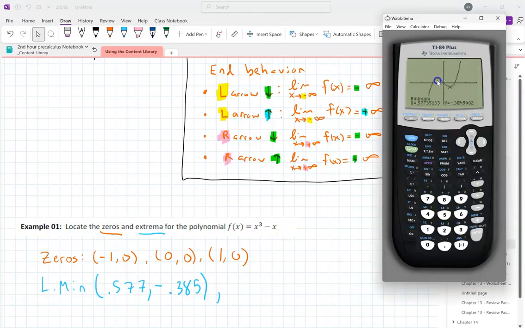And then my other is this spot right here. That's a local maximum. So I'll do second and trace. I'll pick the maximum command. The calculator is going to ask me the same 3 questions. I'm going to move my cursor for a left bound. That looks good. I'll move my cursor for a right bound. That looks good. The guess is fine where it's at. And there's my other one, which is negative 0.577 comma positive 0.385.